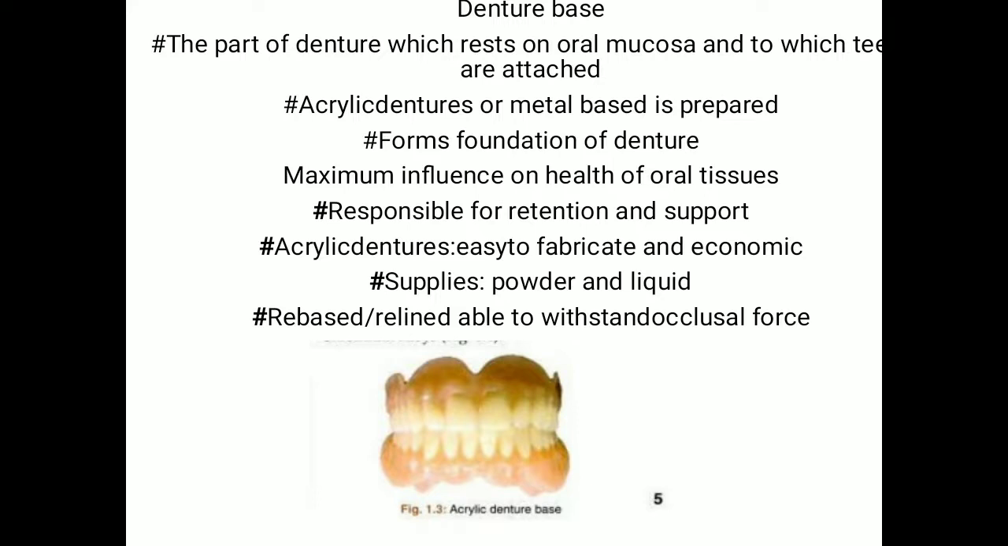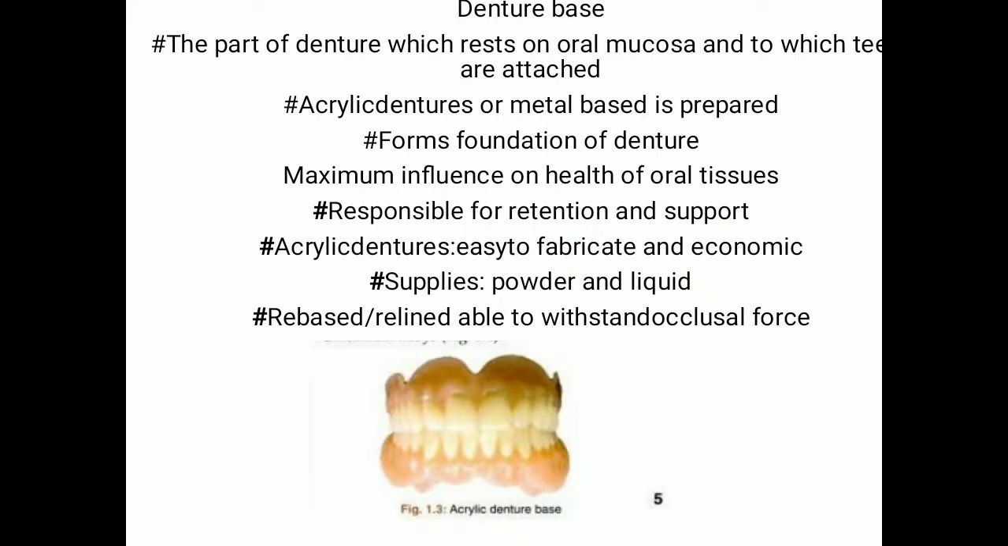Let's go into the acrylic denture. Acrylic denture is easy to fabricate and economical. Most commonly, acrylic denture is used. It is supplied in powder and liquid forms. Rebasing or relining can be applied, and it also withstands the occlusal force.